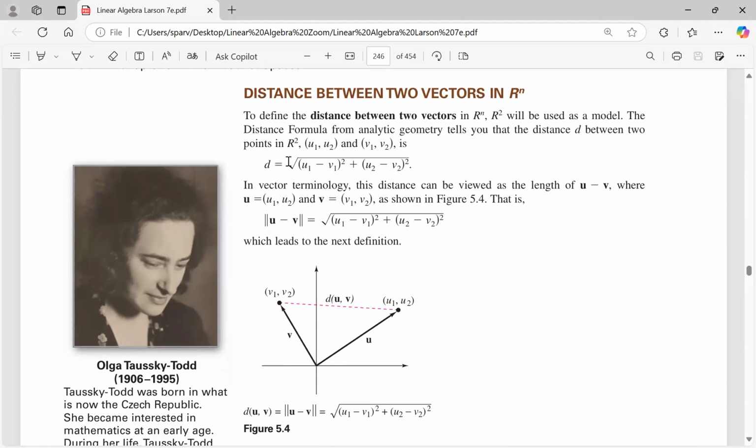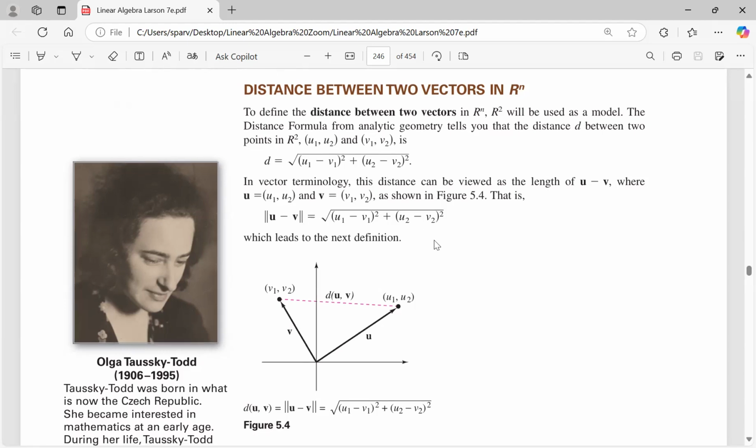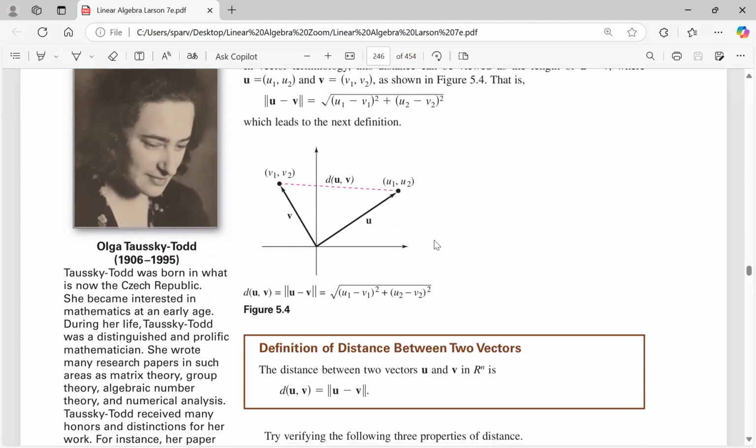So how do we find the distance here? Using the distance formula in algebra. That formula should seem familiar to you. We use x1 minus y1 quantity squared plus x2 minus y2 quantity squared. It's the same thing, except the components are u1, u2, v1, v2. And there you go. This will give us the distance between them.